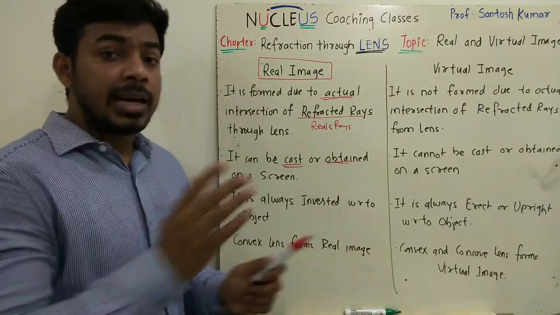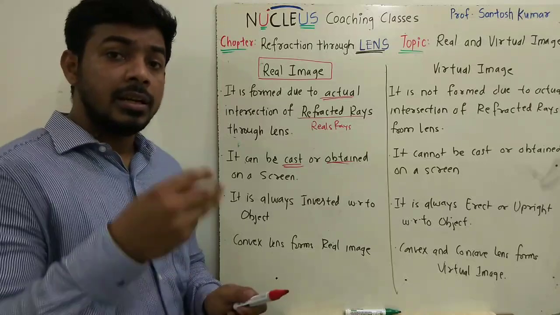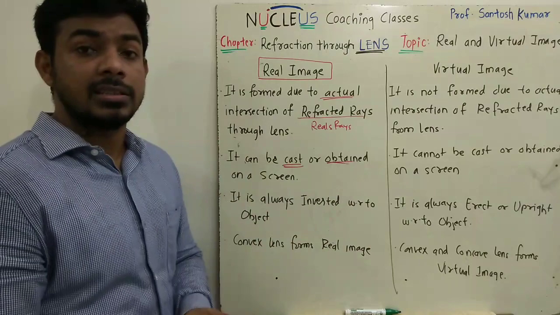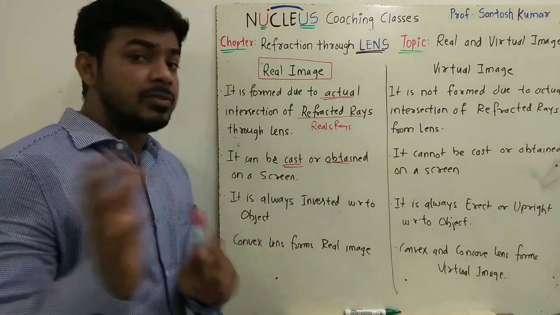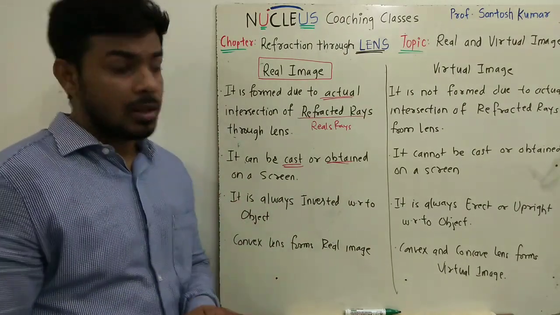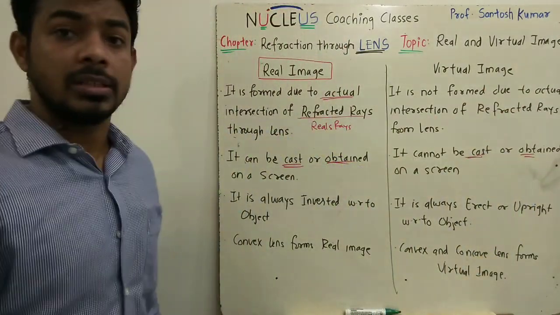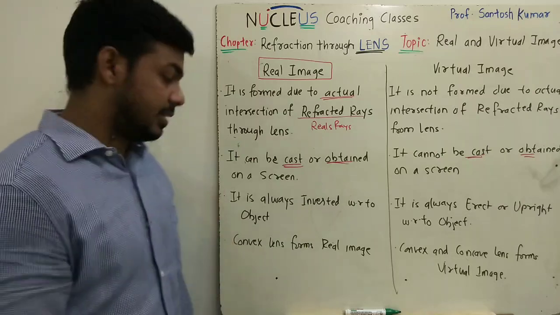Since virtual images are not formed due to actual intersection, the rays appear to be meeting. That means there is an imaginary intersection, and at an imaginary place we cannot place a screen. That means virtual image cannot be cast or obtained on a screen, though we can see it.